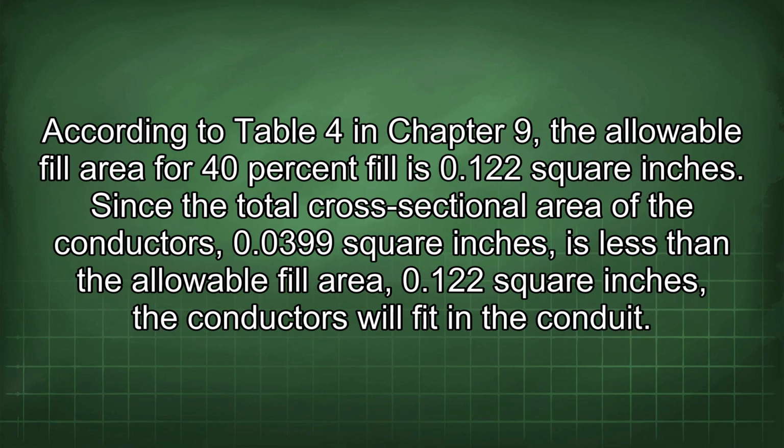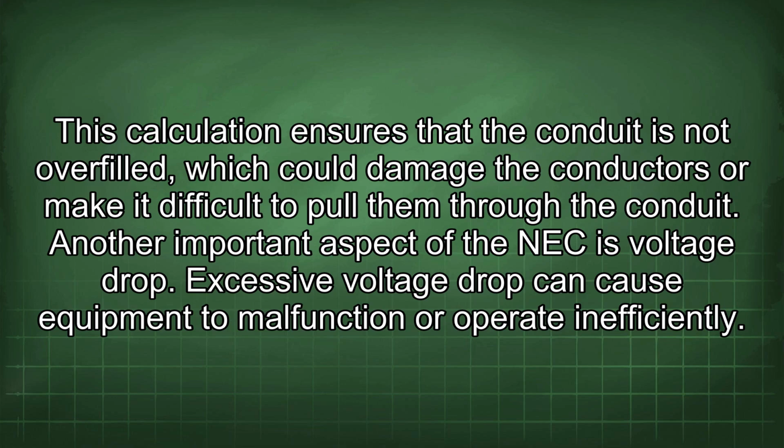According to Table 4 in Chapter 9, the allowable fill area for 40% fill is 0.122 square inches. Since the total cross-sectional area of the conductors, 0.399 square inches, is less than the allowable fill area, 0.122 square inches, the conductors will fit in the conduit. This calculation ensures that the conduit is not overfilled, which could damage the conductors or make it difficult to pull them through the conduit. Another important aspect of the NEC is voltage drop.